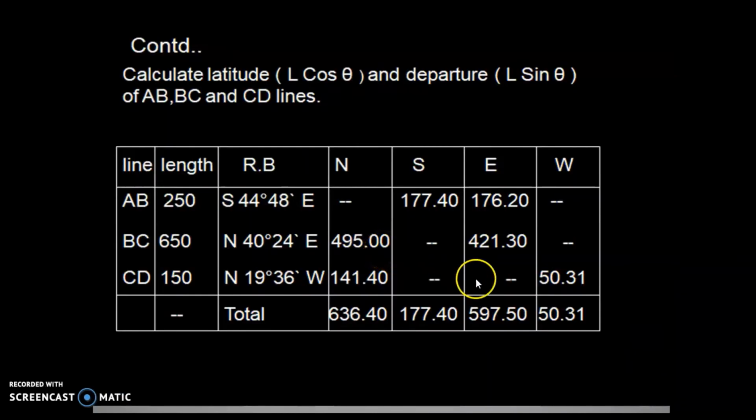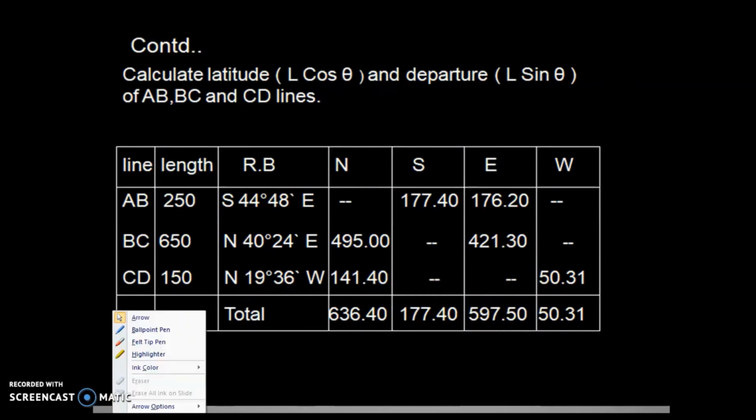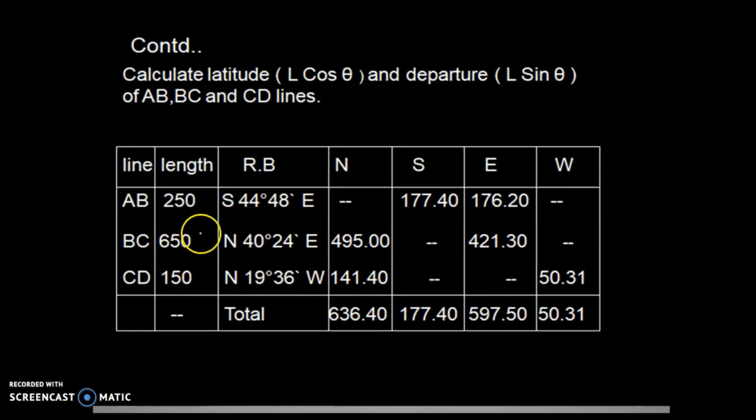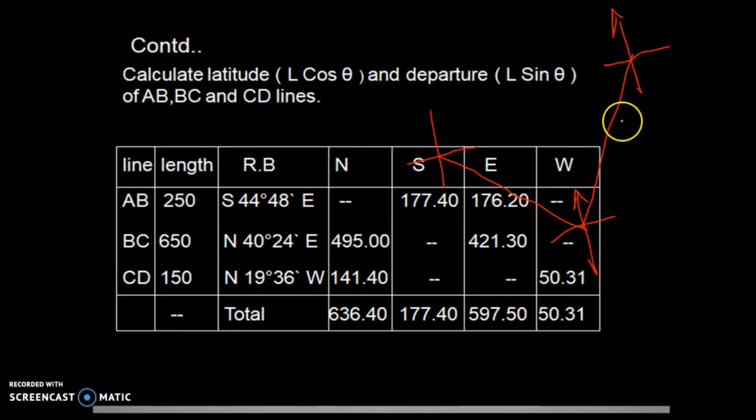See here, the sum of these things is 597.50 minus 50. So for clarification, what we do is, now see, this is southeast, first quadrant, second quadrant, right? So we'll try to draw here. So AB. Next, this is B. B to C to northeast. So like this. Next one is what? Northwest.